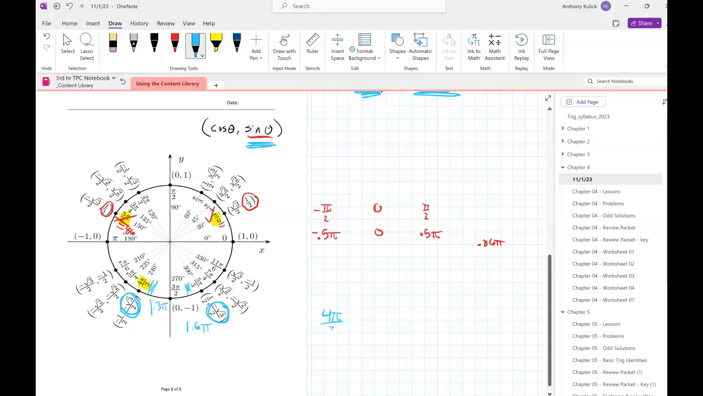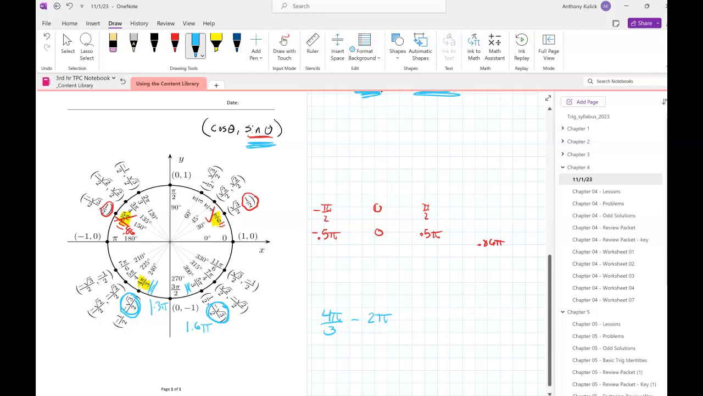So let's take the first angle we looked at, 4 pi over 3. Should we be adding or subtracting from this? Subtracting. Why subtracting and not adding? Because 4 pi over 3 is too big, right? We need an angle that's smaller, so we need to subtract.